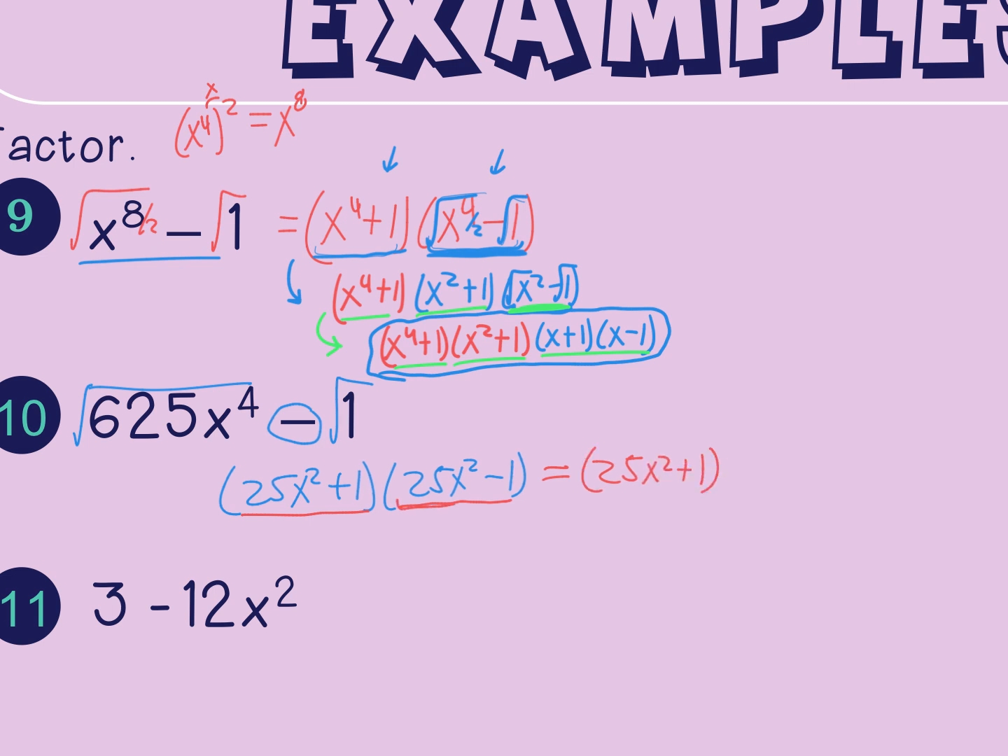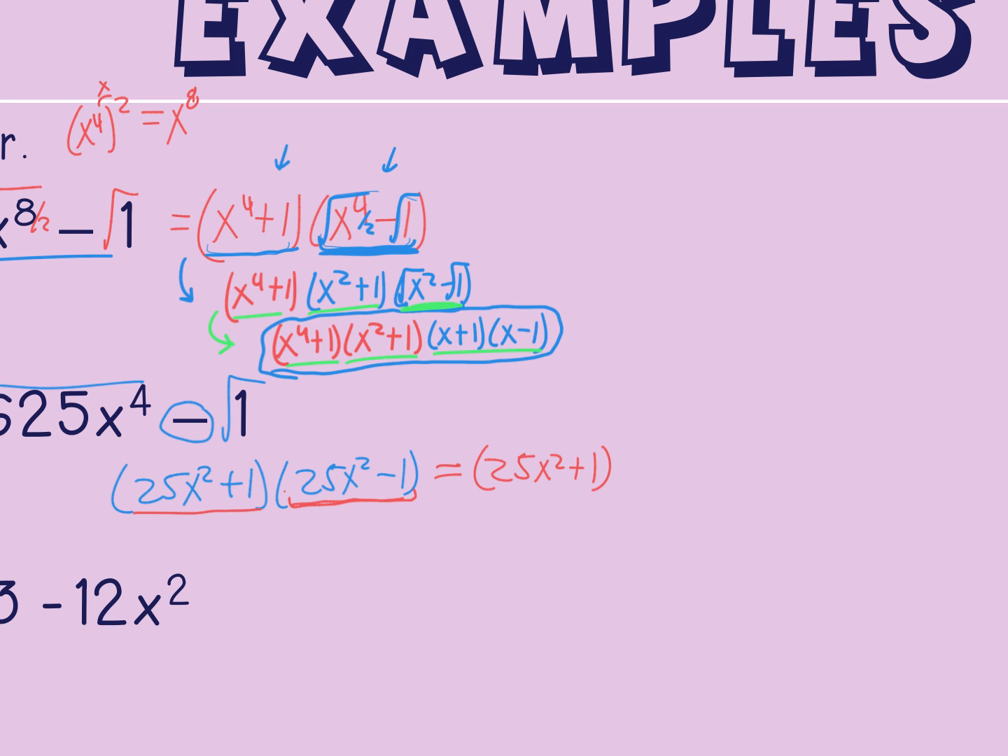But then this next one, this 25x squared minus 1, if I square root the first, square root the second, you end up with a 5x plus 1 and a 5x minus 1. And now there's nothing more you can do to that. That's your final answer.